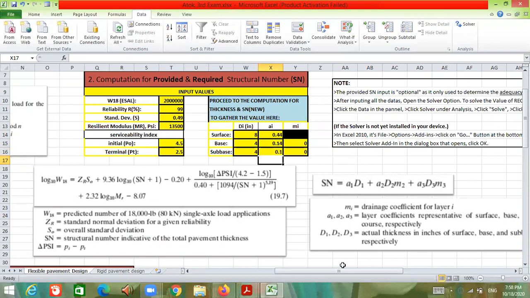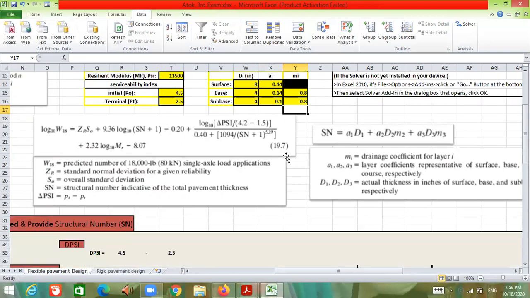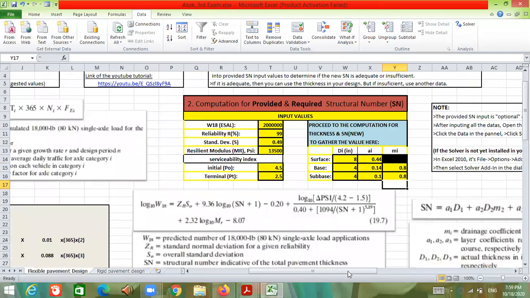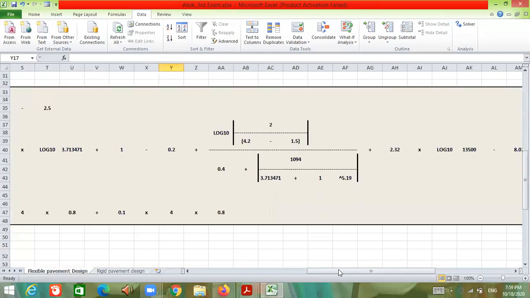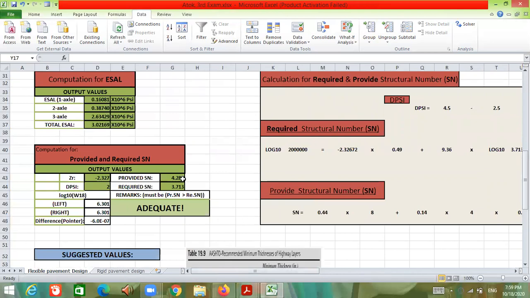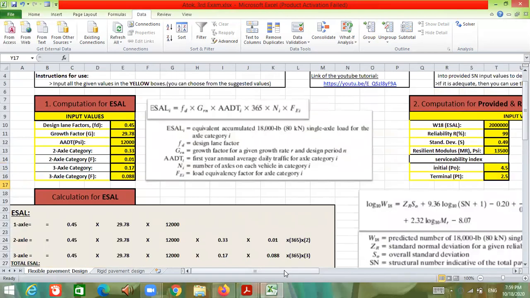0.14, and 0.1. And for our drainage coefficient, it is just 0.8, and 0.8. These given values will undergo the calculation here using the formula above. And after calculating the given values, we got the value for our provided structural number of 4.288. And since our provided structural number is greater than the required structural number, we could say that it is adequate enough to carry the projected design ESAL of 2 million pounds.